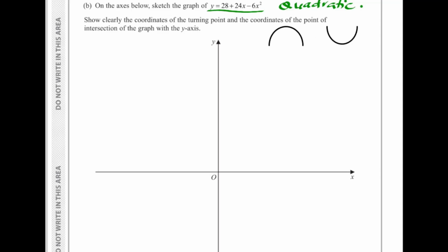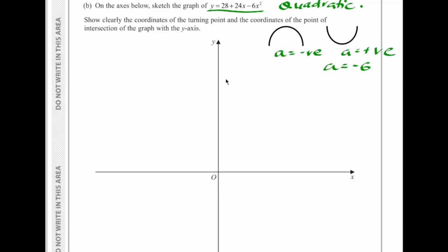So you have to remember, first you have to decide whether it is quadratic or not. If it is quadratic, you need to decide whether A is negative or positive. If A is negative, this is the shape. If A is positive, this is the shape. Now in this case, A equals minus 6. Therefore it is negative. The shape would be this way, a sad face. So the first step is correct now.